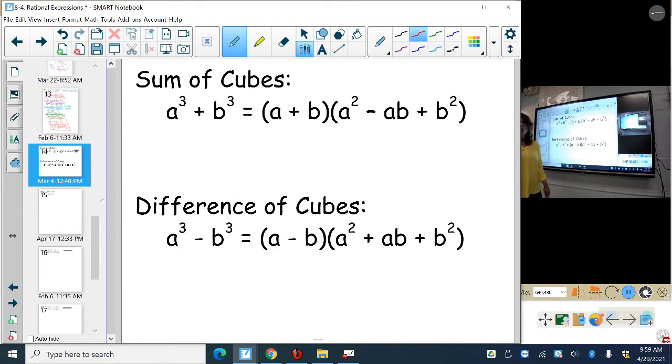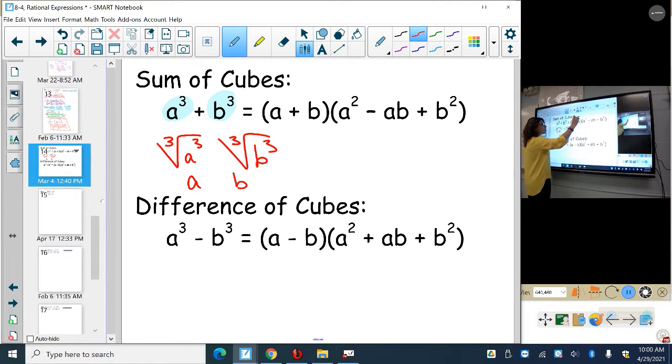Next, I give you two formulas. I give you the sum of cubes and I give you the difference of cubes formula. These are formulas. You must memorize them. I'm going to have a cubed plus b cubed, and what that is going to be, you are literally going to take the cube root of a cubed and the cube root of b cubed. So that's going to be a and that's going to be b. That's what you're going to use in this formula right here.